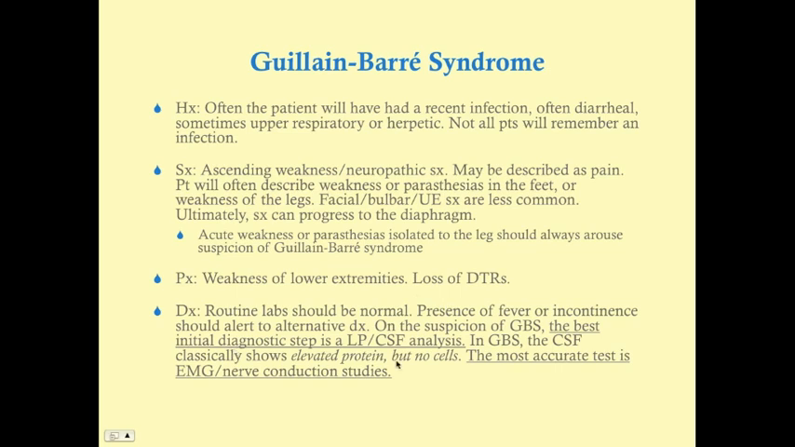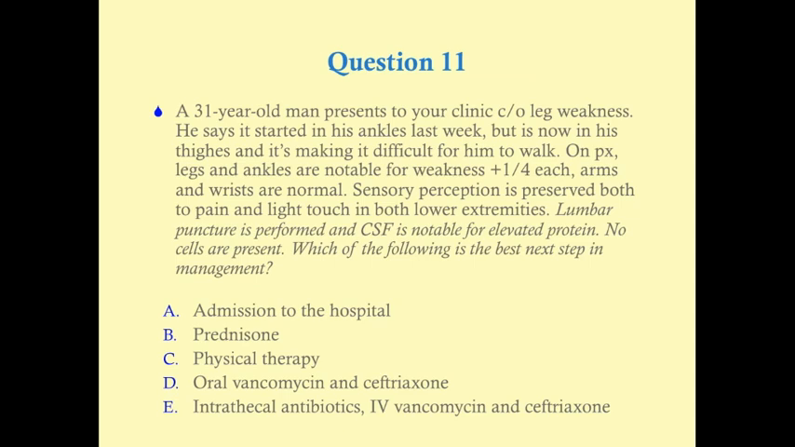Question 11. So now this is the same patient. Lumbar puncture is performed and the CSF is notable for elevated protein. No cells are present. Which of the following is the best next step in management? A. Admission to the hospital. B. Prednisone. C. Physical therapy. D. Oral vancomycin and ceftriaxone. Or E. Intrathecal antibiotics, IV vancomycin and ceftriaxone.